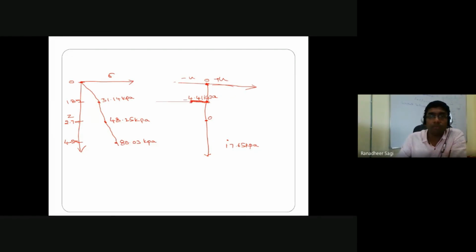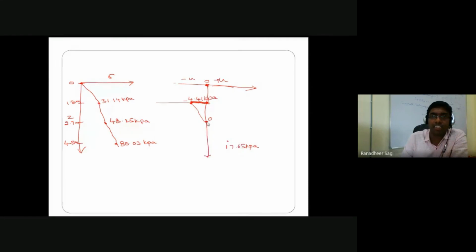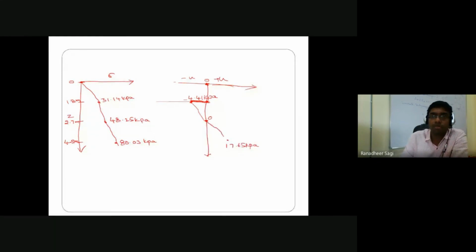And from point B to point C, it is becoming 0. From point C to point D, it is getting changed from 0 to 17.65 kilopascal. This is how your negative pore water pressure is varying with the depth. Okay, so this is a positive pore water pressure. This is indicating the negative pore water pressure.